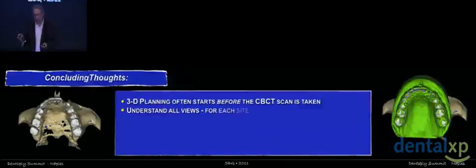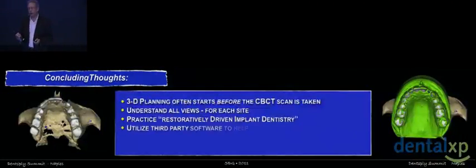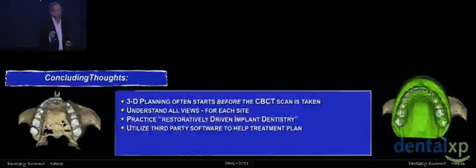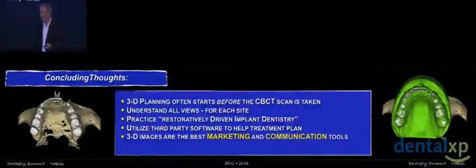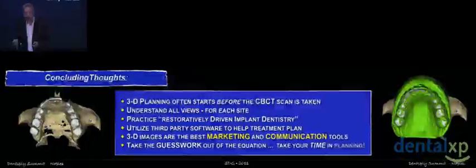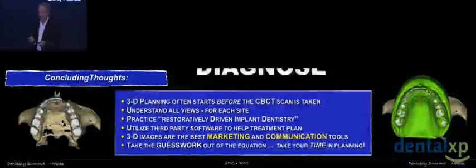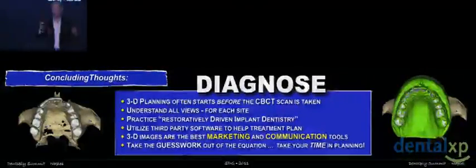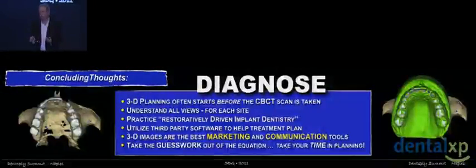So in conclusion, 3D planning often starts before the cone beam CT scan is taken. We need to understand all of the views for every site that we're doing. We want to be able to practice true restoratively driven implant dentistry. We can use third-party software that's out there today, and companies that help us do some of the segmentation that I'm showing you. It is the best marketing and communication tool that I know of in our industry. We need to take the guesswork out of the equation, take your time in planning, but the whole ball of wax is that this helps us in our diagnosis and treatment planning concept.